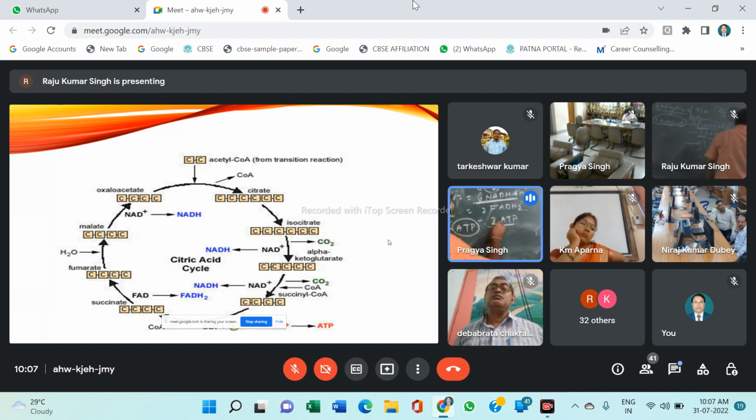Because the cycle will be moving twice here. Because there are 2 cycles. One acetyl is forming 3, 1, 1. So 2 cycles will be forming 6, 2, 2 here.